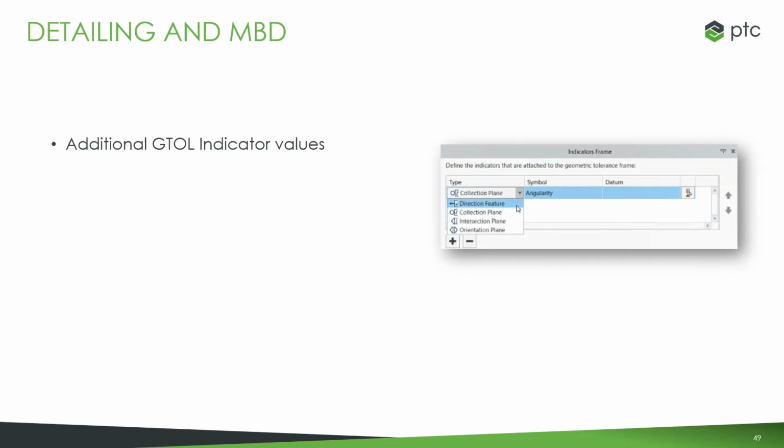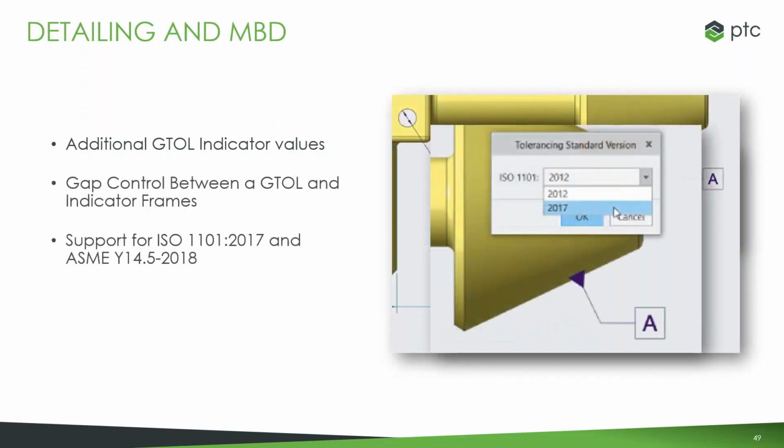PTC is continuing to add improvements for GTAL, so the ability to control things like gaps for the new ISO standards, as well as continued support for the latest ISO and ASME standards. Really helps you keep your drawings up to date and easy to interpret. If you have new people coming in, it's important that you're up to standards so that anybody can understand this, no matter where this might go.